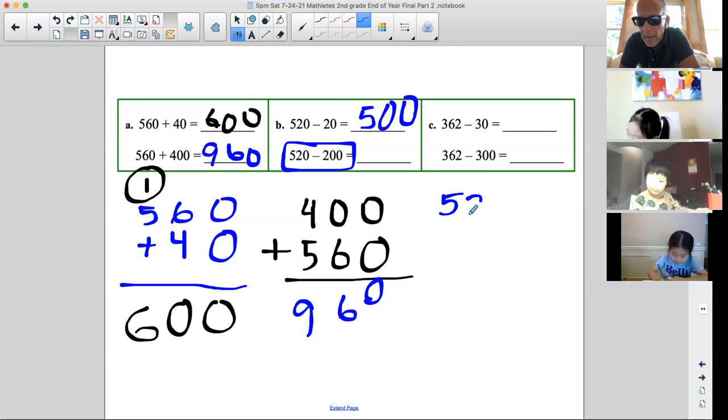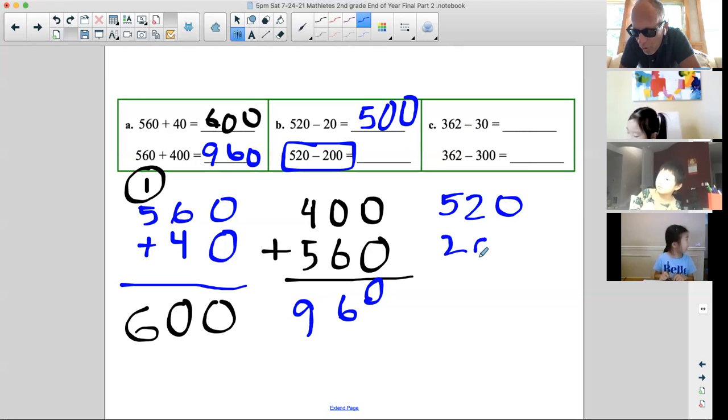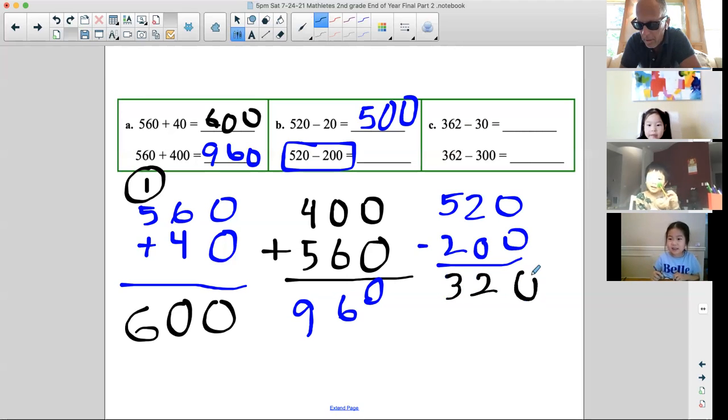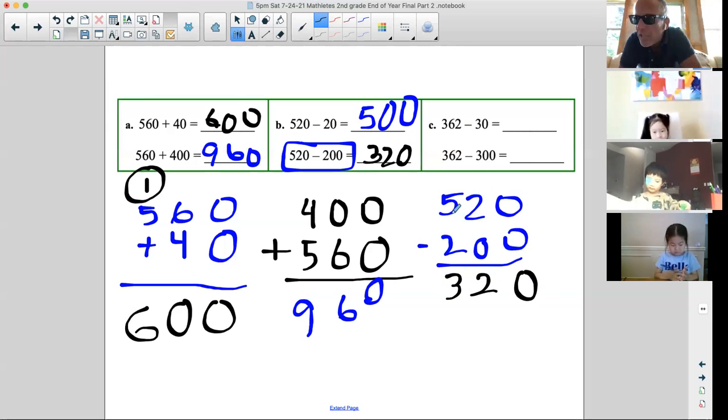Hold on a second. Now, everybody write it down and write down your answer. We're taking 200 away from 520. Okay, on 3. 1, 2, 3, go. 320. Unbelievable. We subtract 0 from 0 and get 0. We subtract 0 from 2 and get 2. We subtract 2 from 5 and get 3. 320 is the right answer.